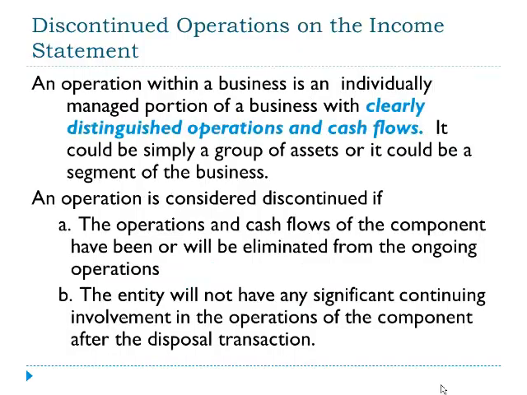Let's talk about discontinued operations first. An operation within a business is an individually managed portion of a business with clearly distinguished operations and cash flows. It could be simply a group of assets, or it could be a segment of the business. An operation is considered discontinued if A, the operations and cash flows of the component have been or will be eliminated from the ongoing operations, and B, the entity will not have any significant continuing involvement in the operations of the component after the disposal transaction. If both of these are true, then the operations are going to be classified as discontinued.